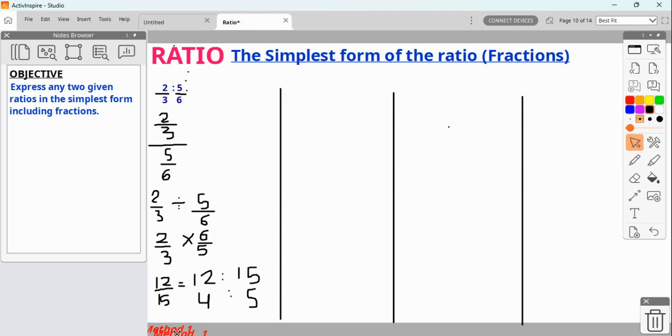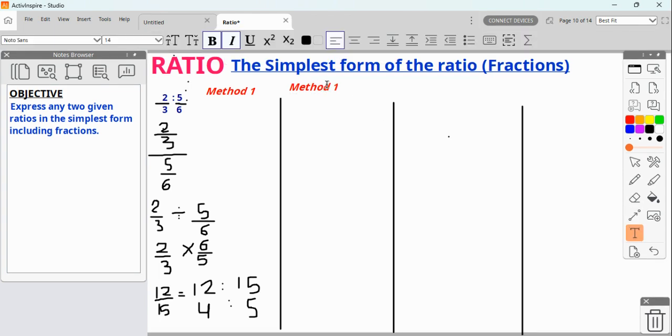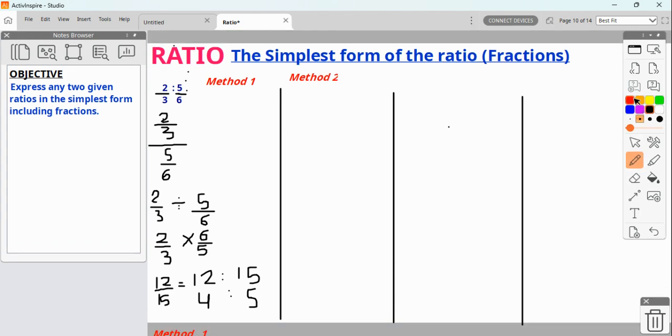This is method number 1 that I taught you just now. I can teach it by another method also. Some other methods. Method number 2. Method number 2 is the same as method number 1. Students, understand these first two steps that I have done here: 2 by 3 divided by 5 by 6. It means 2 and 6 will multiply and 3 and 5 will multiply.